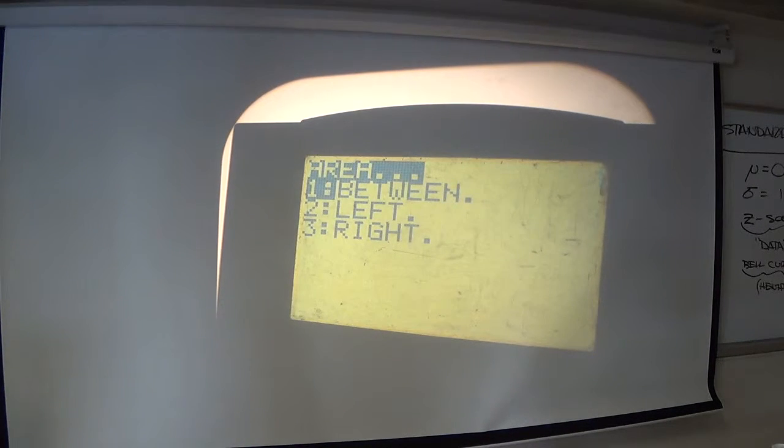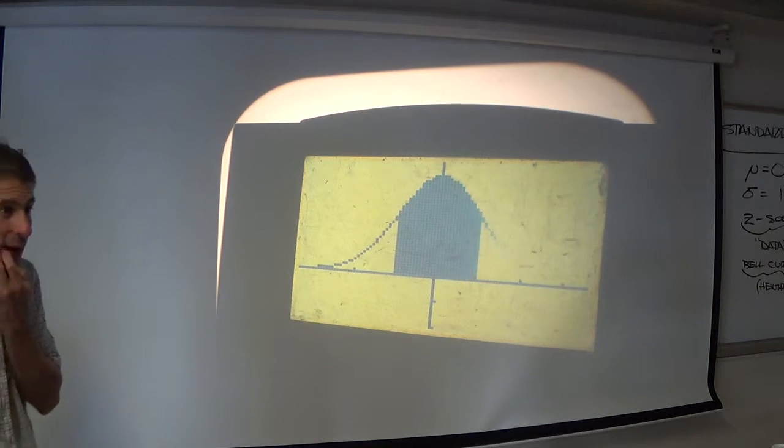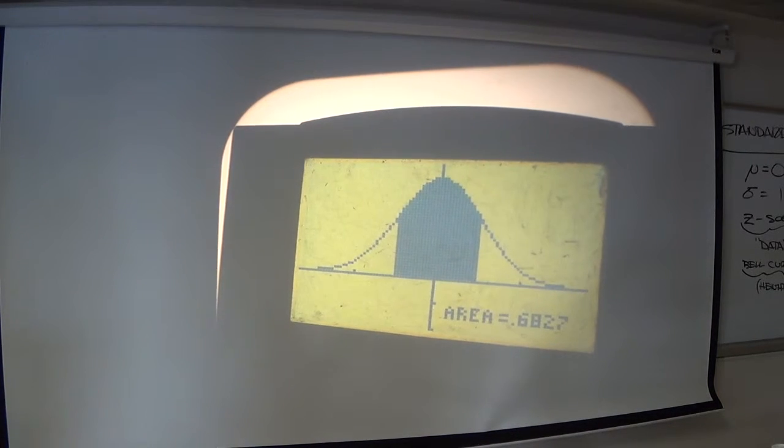Would you like to shade the area between, or left, or right? So far we've only done between, so let's pick between. It asks for a left bound and it asks for a right bound. Let's do one standard deviation first. Negative 1 for a left bound. Enter. Positive 1 for a right bound. Enter. It will now draw you a bell curve, shade the area, and come back with the area of 0.6827.